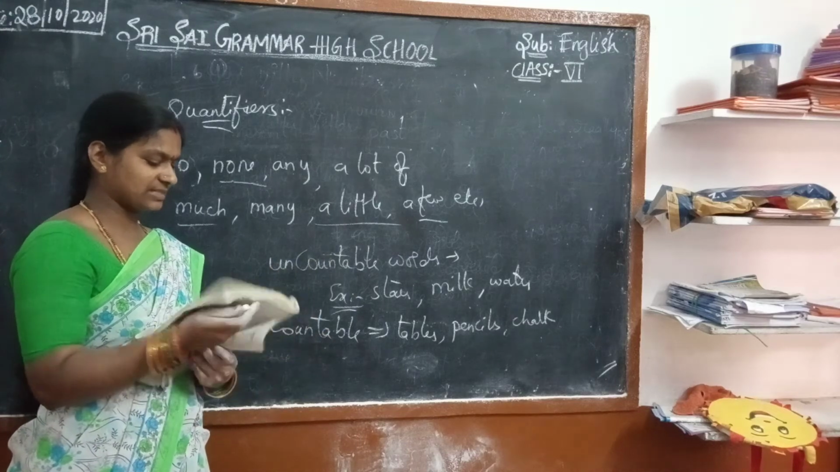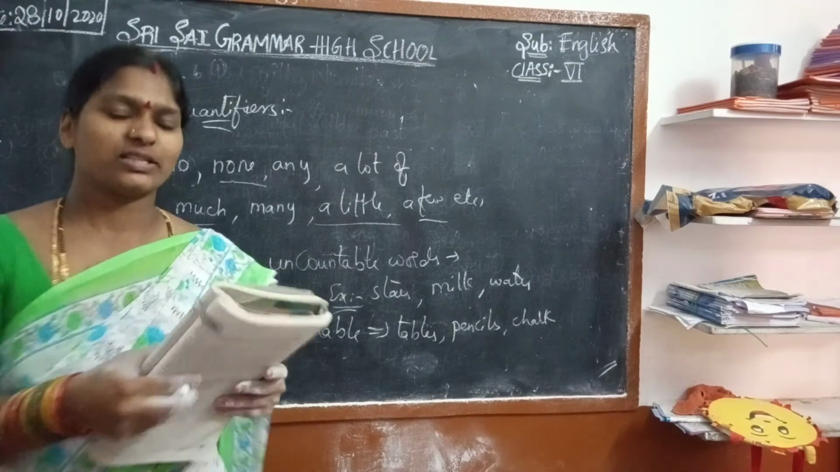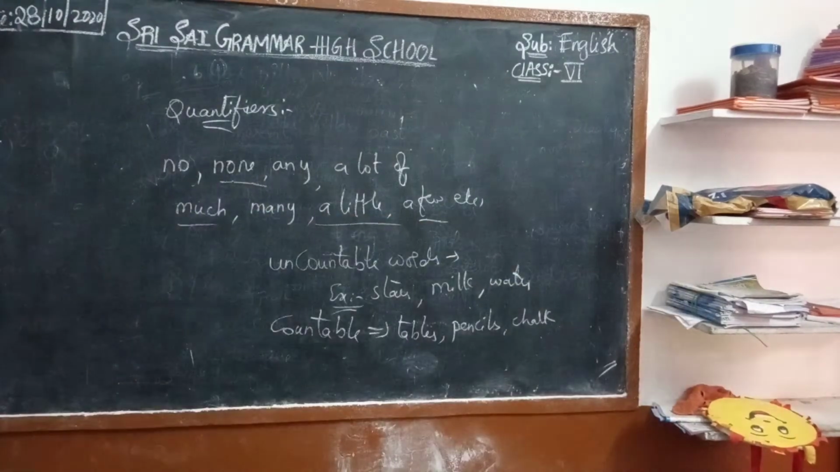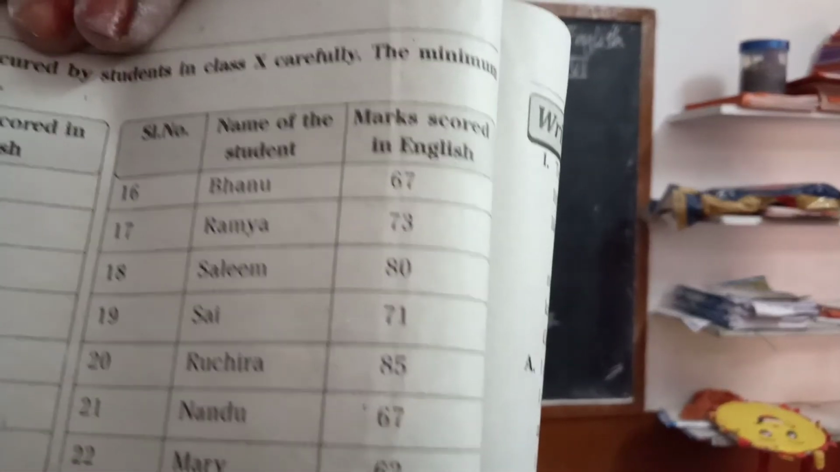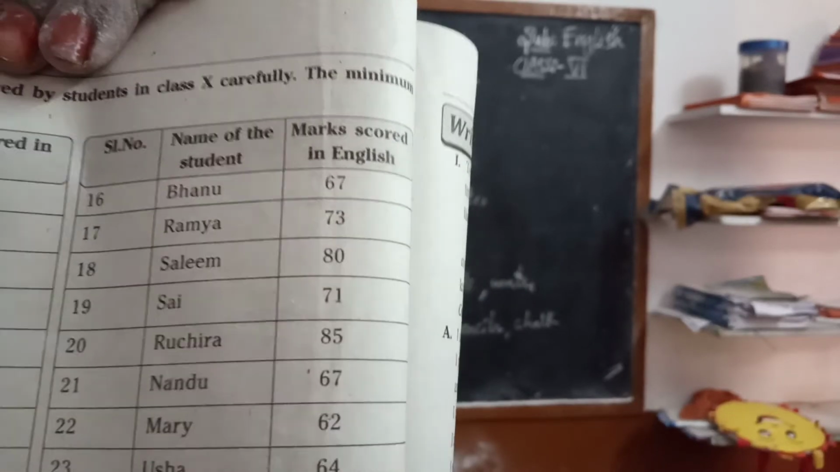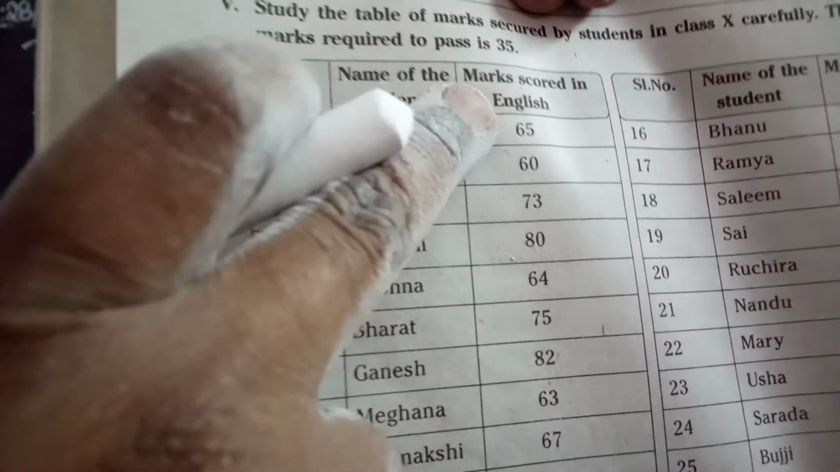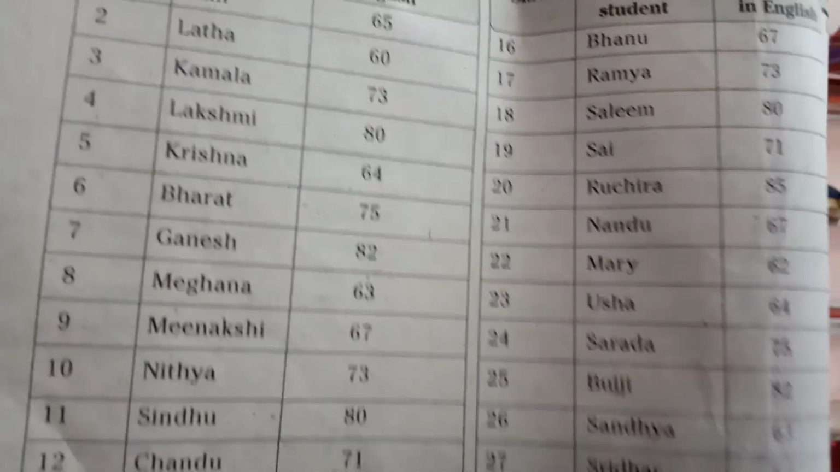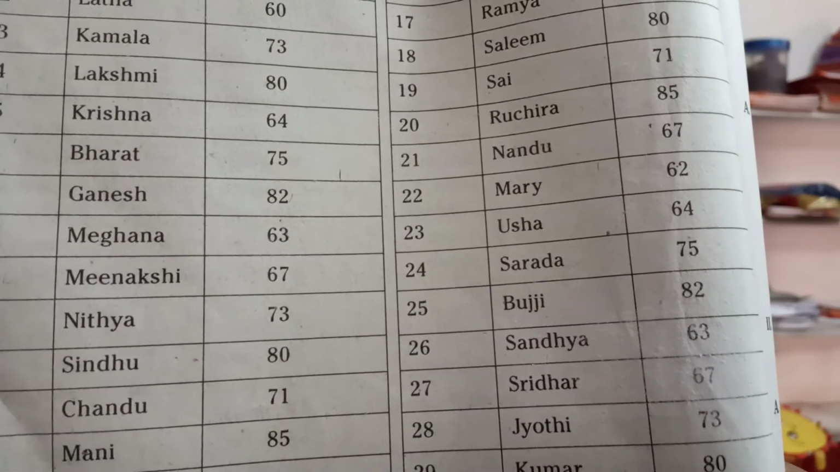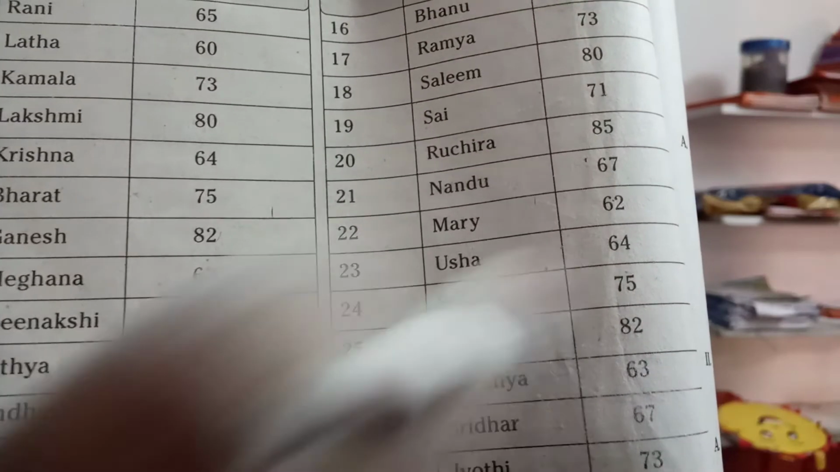Okay, here there is a table. In this table, study a table of marks secured by students in 10th carefully. The minimum marks required to pass is 35. Here serial numbers they have given till 15, names of the students also, and also the marks scored in English. In total, 30 students they have given.